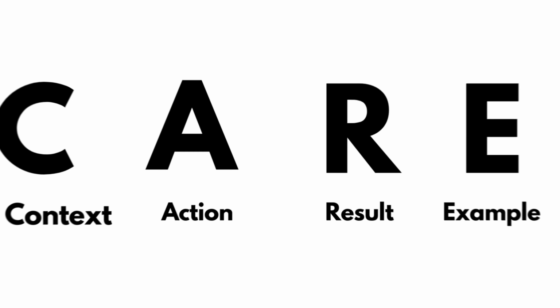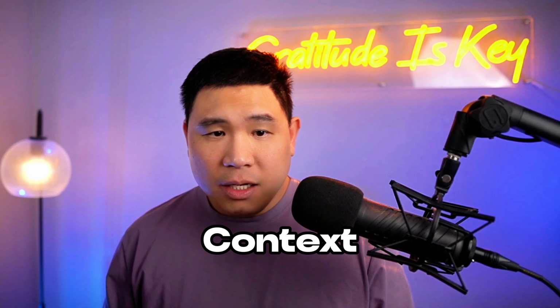C-A-R-E. C is for context. You want to provide context to ChatGPT so that it knows where you're coming from and where you are trying to go. Action is the task that you want it to do. Result. From the task that you asked it to do, let it know what result you want, what expectation you have. And then the last letter, E, is for example. Do you have an example of other outputs that is exactly the way that you're looking for?